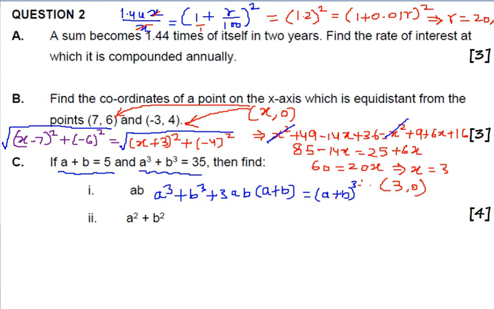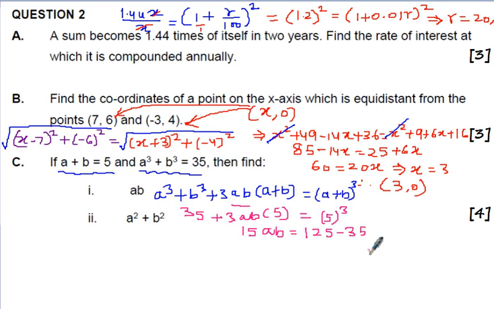Now you can substitute the values. So what you have to find? You have to find ab, because ab is not given. a cube plus b cube is given 35. So 35 plus 3ab, a plus b is given 5, so 5 cube, put bracket. So now you can solve it. 35 you can send that side, so it is 15ab, 15ab is 125, and from there you can get ab.